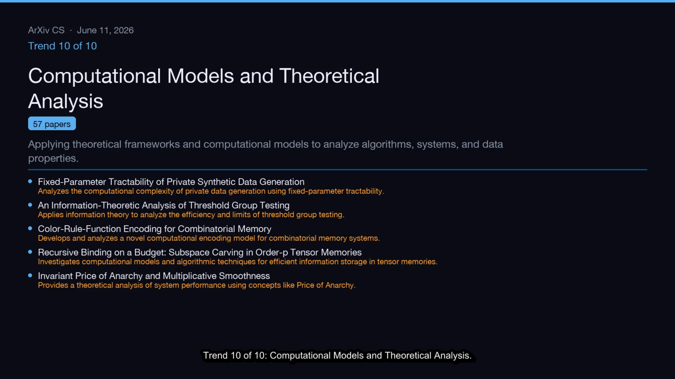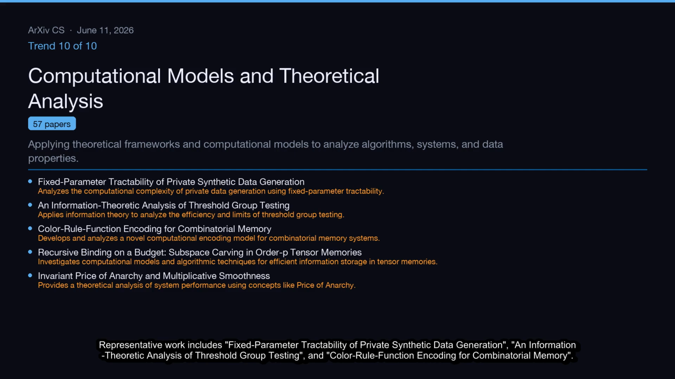Trend 10 of 10, Computational Models and Theoretical Analysis. Applying theoretical frameworks and computational models to analyze algorithms, systems, and data properties. This cluster covers 57 papers. Representative work includes Fixed Parameter Tractability of Private Synthetic Data Generation, Information Theoretic Analysis of Threshold Group Testing, and Color Rule Function Encoding for Combinatorial Memory.